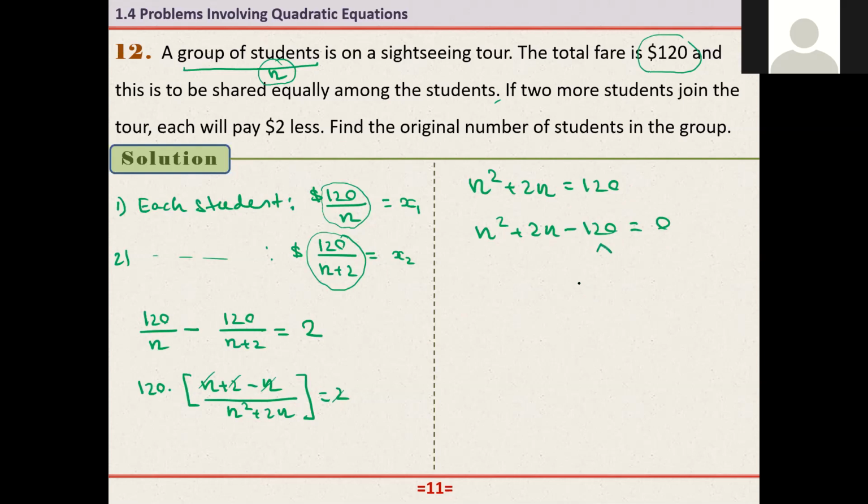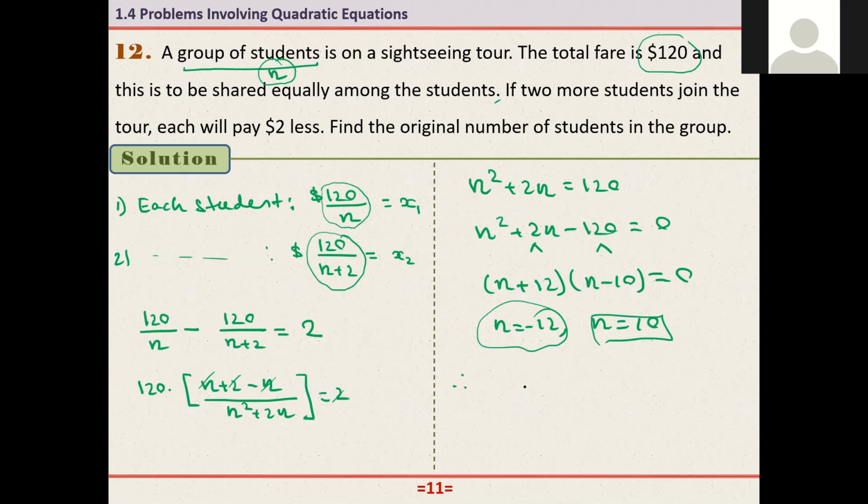That is 12 times negative 10, 12 plus negative 10. So N plus 12 and N minus 10 is equal to 0. N equals negative 12 or N equals 10. And since N represents the number of students here, the negative answer is rejected. So the answer is 10. What is the question? Find the original number of students in the group. So the original number of students in the group is 10.